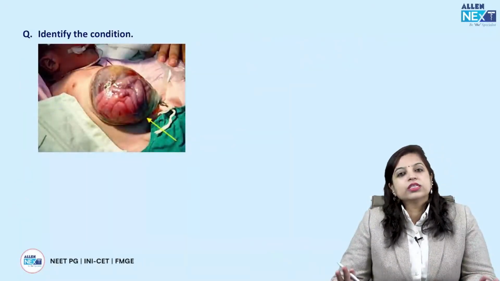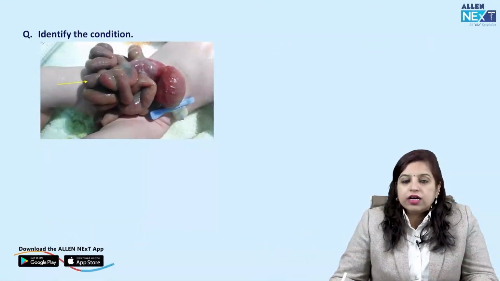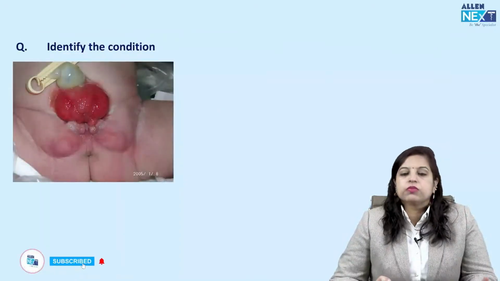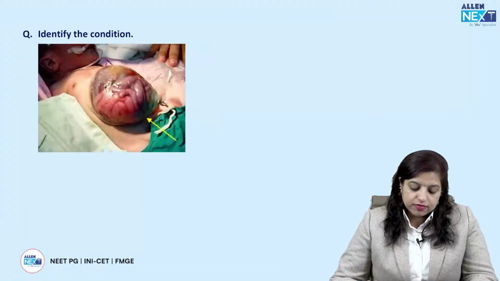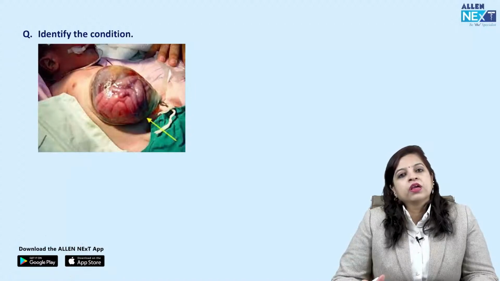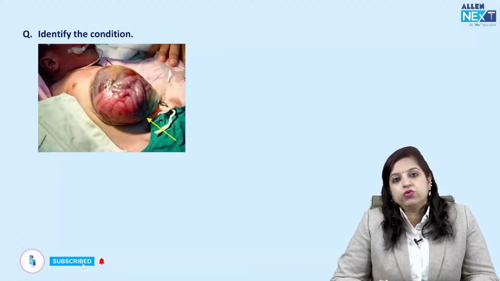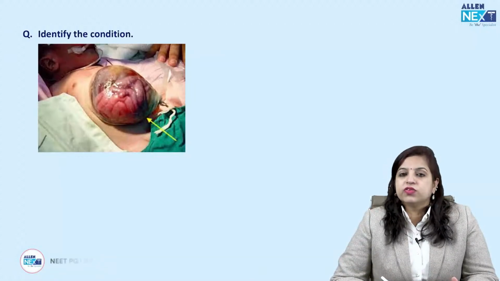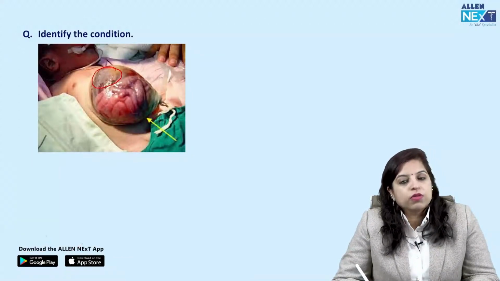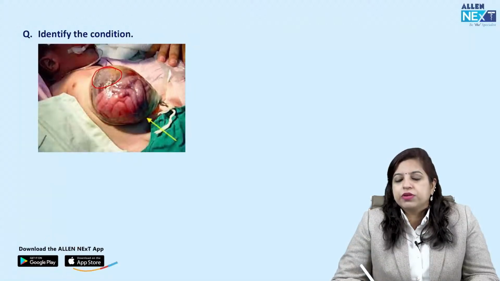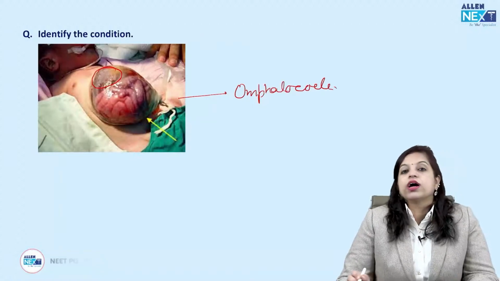Again, a very high yield question has been asked multiple number of times. Identify this condition, or maybe sometimes they may give you a condition like this, or the third time, they may give you a condition like this. Now, what are these three conditions we're dealing with? Let us see. Whenever you have a sac like this coming out of the abdomen of the child, right, and covered by a membrane. This membrane is nothing but peritoneum, and along with the intestinal contents, we can see there is some organ also over here, which is nothing but the liver. So liver or spleen may also come out along with the intestinal contents, but covered by a membrane. We call this condition omphalocele. Remember that, you have to remember.